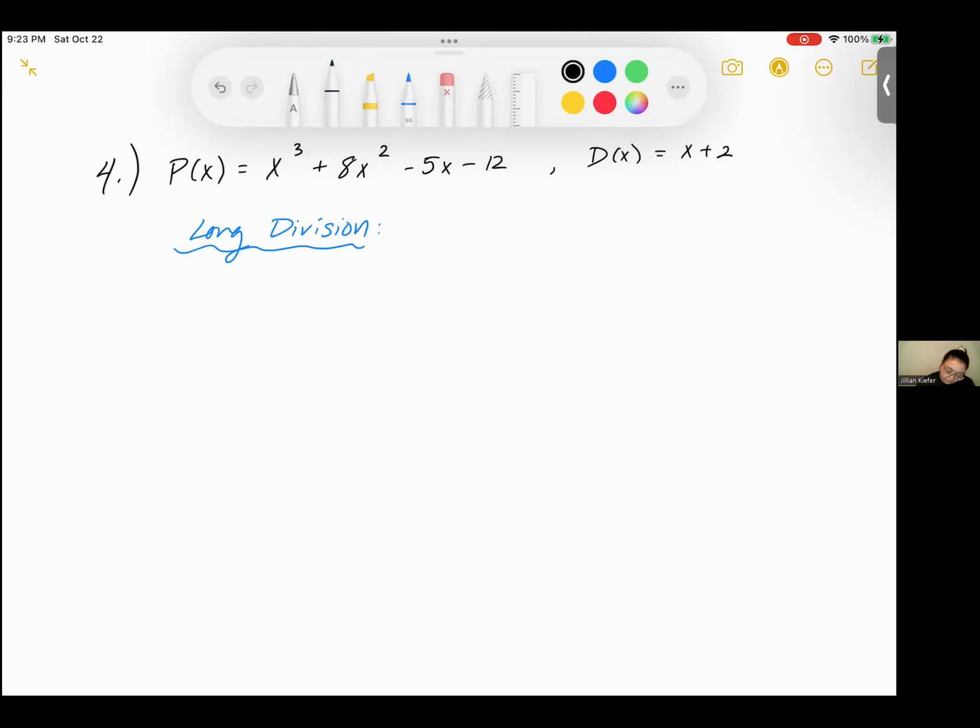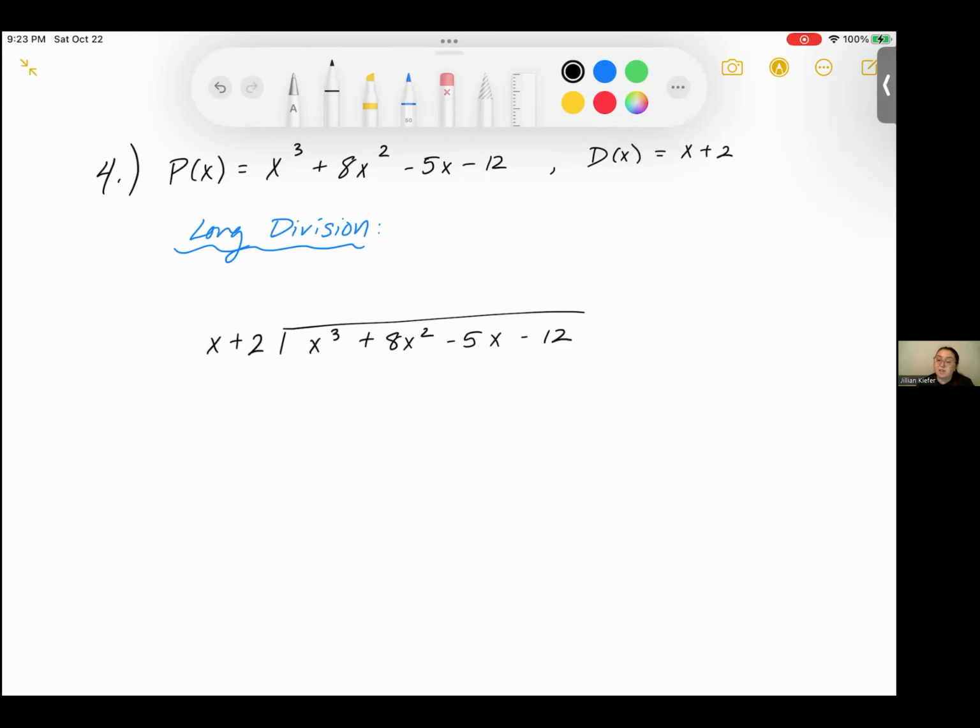All right, so we've got x plus 2 dividing into x cubed plus 8x squared minus 5x minus 12. Now, we'll review any missing terms. You would want to fill that in with a 0x to whatever power it is that it's missing.